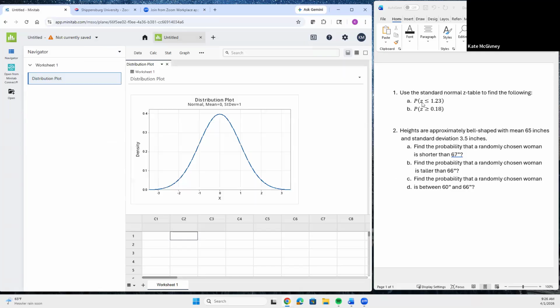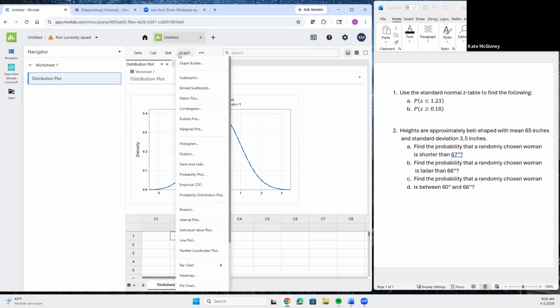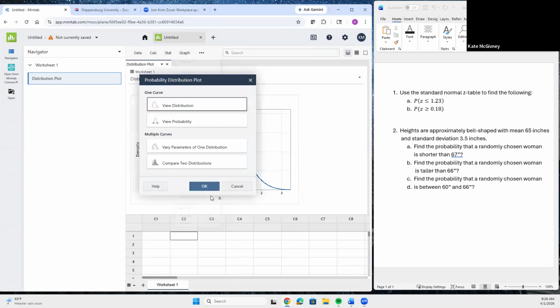What we want to be able to do is to find the probability that a z-score, these are your z-scores, even though it says x, this is your standard normal, is less than or equal to 1.23. 1.23 is right about here, so we want to find the area to the left. To find that using Minitab, go back to Graph, Probability Distribution Plot, but now select View Probability. Click OK.